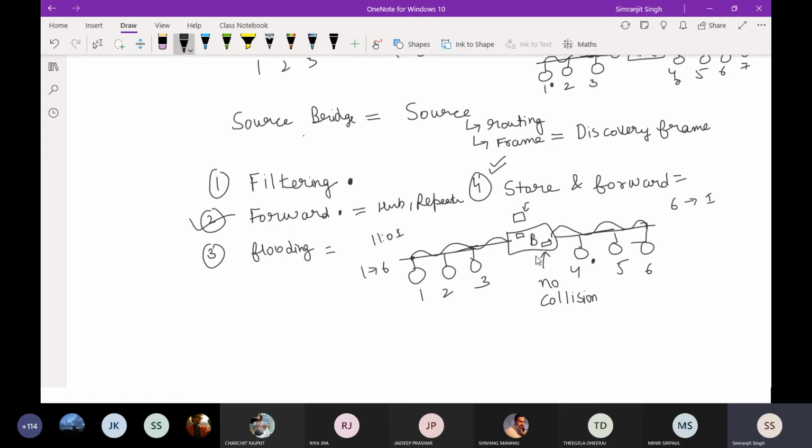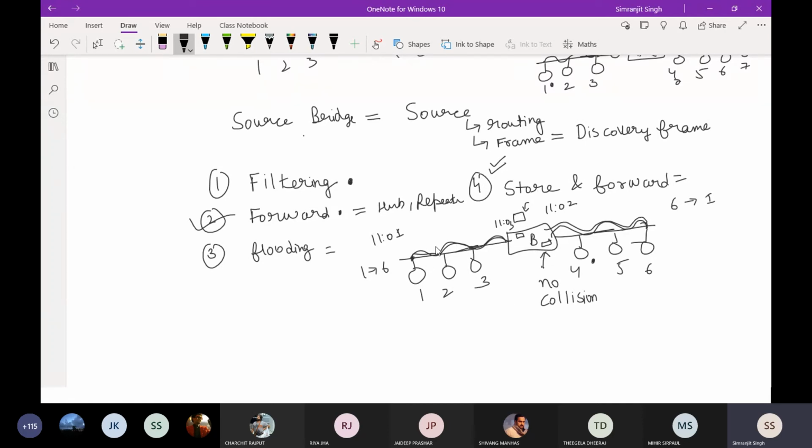Because it can store, suppose at 11:02 it forwards the signal there, and at 11:03 it forwards the signal there. So I can say that the collision is somewhat decreased. In the previous devices, none had the capability to store, but this bridge has the capability to store. That is why the collision domain here is decreased.